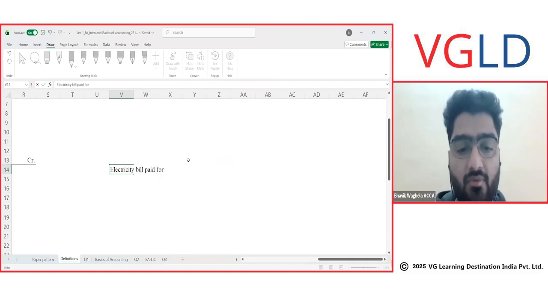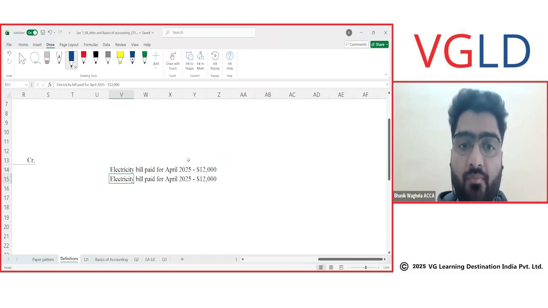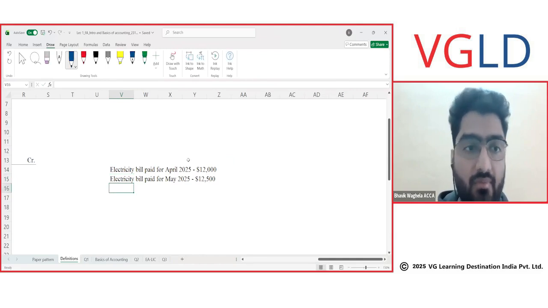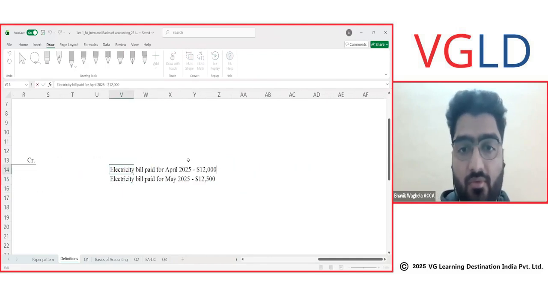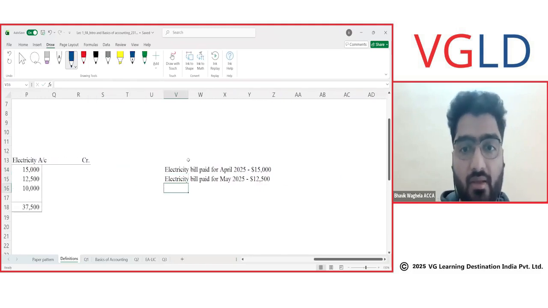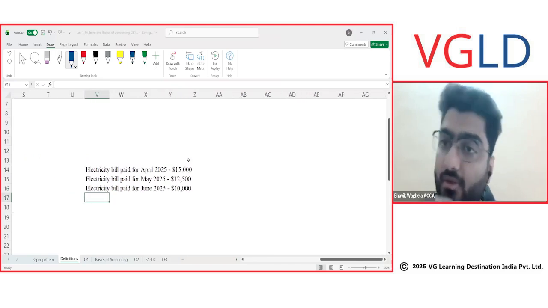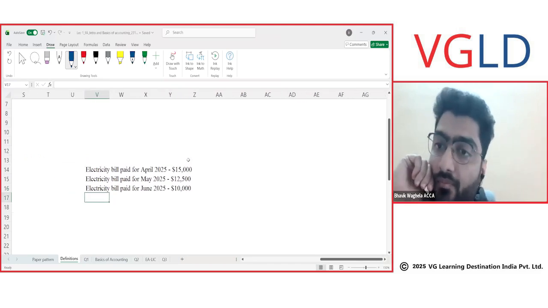Electricity bill paid for April 2025 is $12,000. For May 2025 is, sorry, I'll change the amount, 15,000. April 12,500, and for June, 10,000. Now he gives me this particular information.